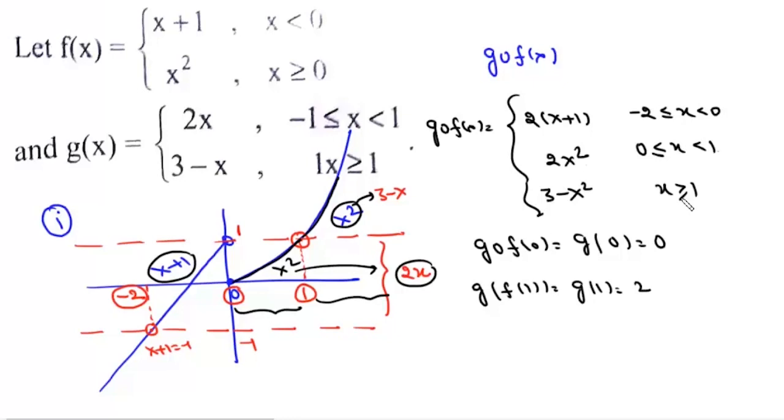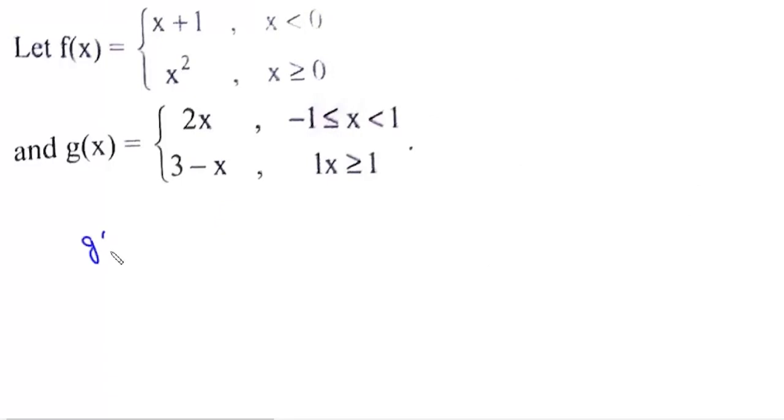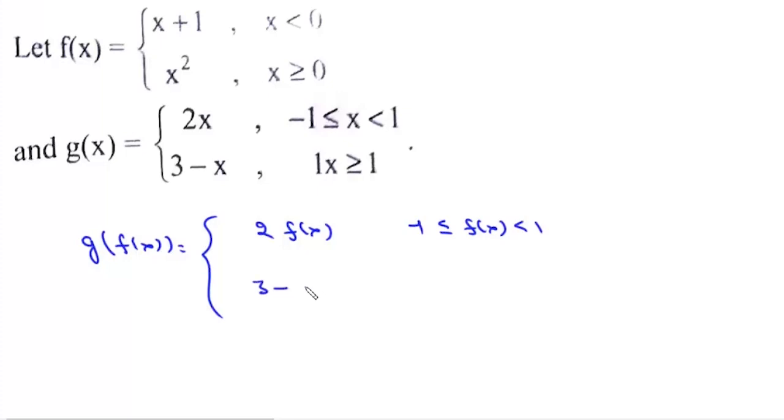Now we'll solve this using the algebraic method. So here we have to find g of f(x), which is 2f(x) when f(x) lies between -1 and +1, and it will be 3 minus f(x) when f(x) is greater than or equal to 1. Now f(x) has two definitions, so first we'll consider this definition.